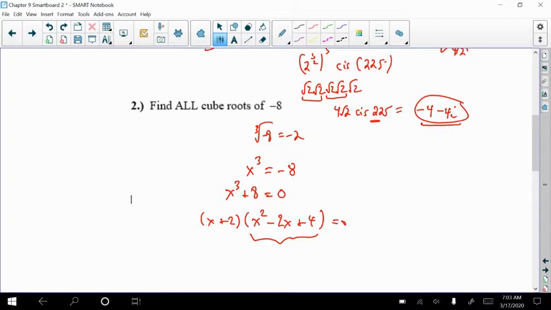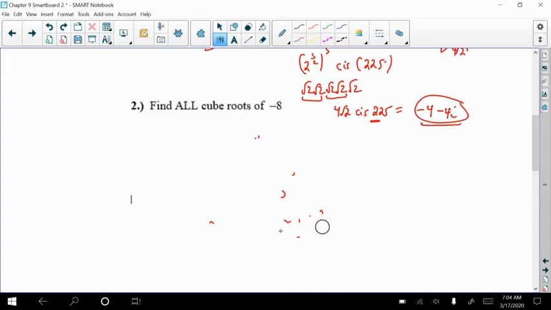So we get a total of three solutions. But here's another way to solve this problem. And this is actually really, really cool, I think. If we think about writing this in terms of its polar representation.